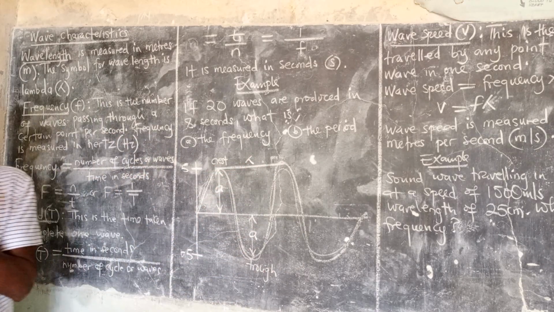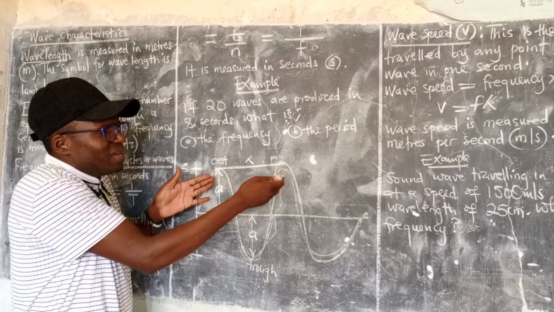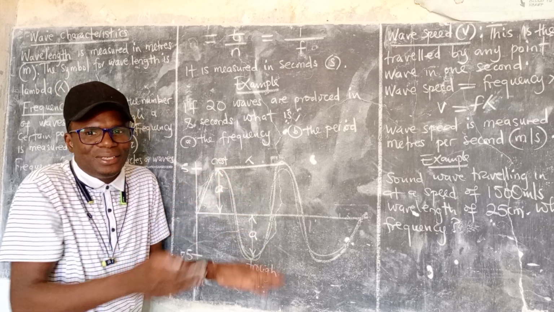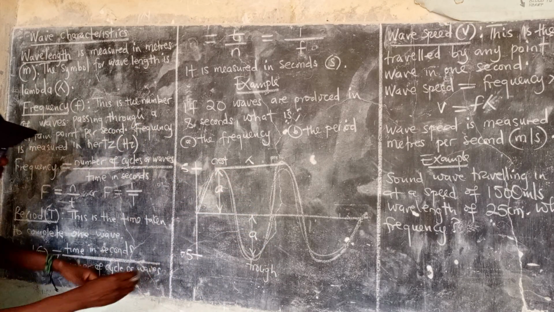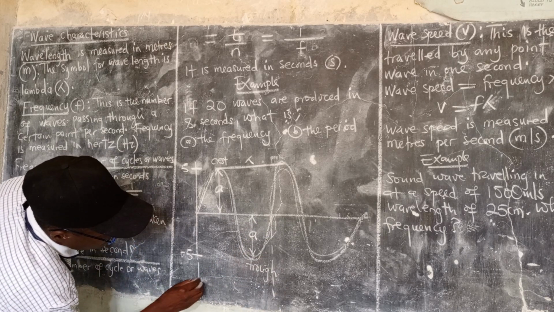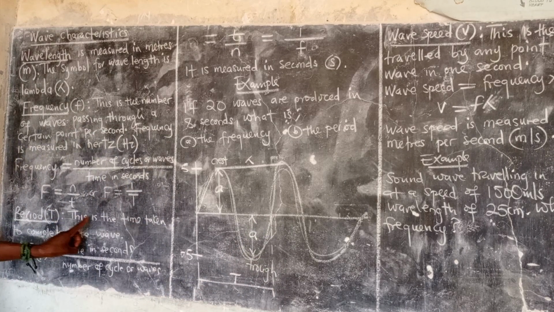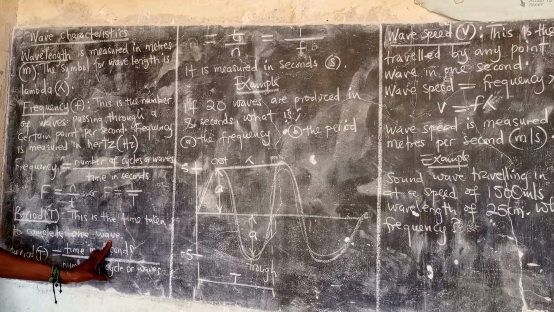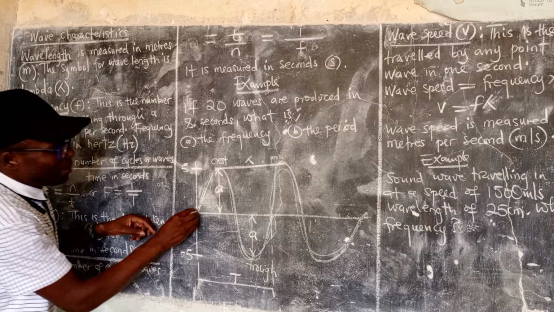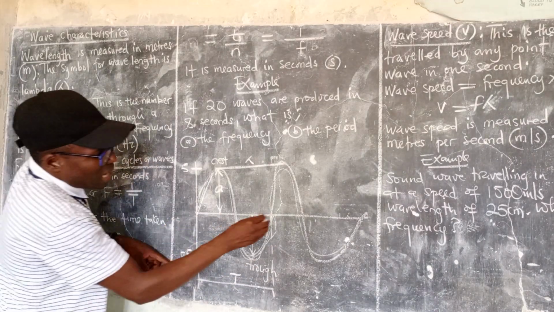Mind again, this is what I told these guys this evening: do you know that the wavelength sometimes is equal to the period? Period is one complete wave. From here up to here represents our period, which is T. Period is the time taken to complete one wave. So the time it takes to complete this one wave is what we call period.